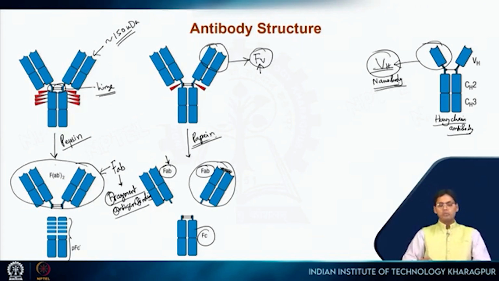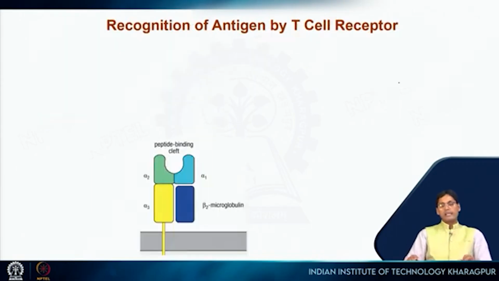Now, I would like to mention a little bit about the recognition of antigen by T cell receptor, because I already mentioned how CDR1, CDR2 and CDR3 of the variable regions of heavy chain and light chain capture antigen. I particularly mentioned that because of some kind of recombination, the structure of this variable region alters a lot, and they can capture countless different types of antigen.